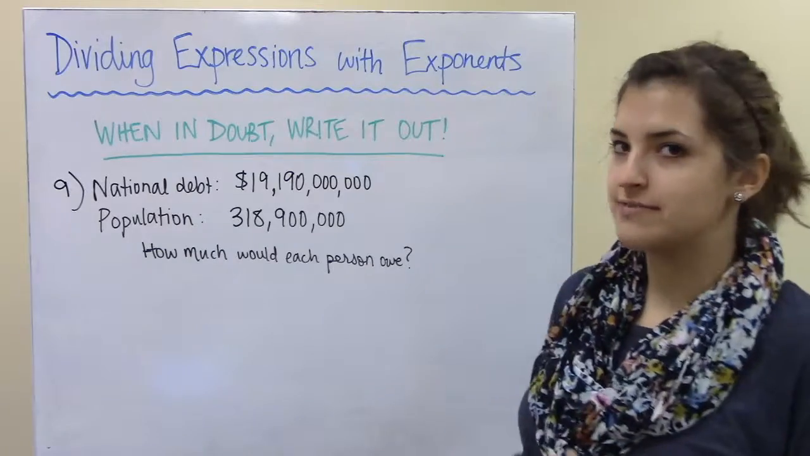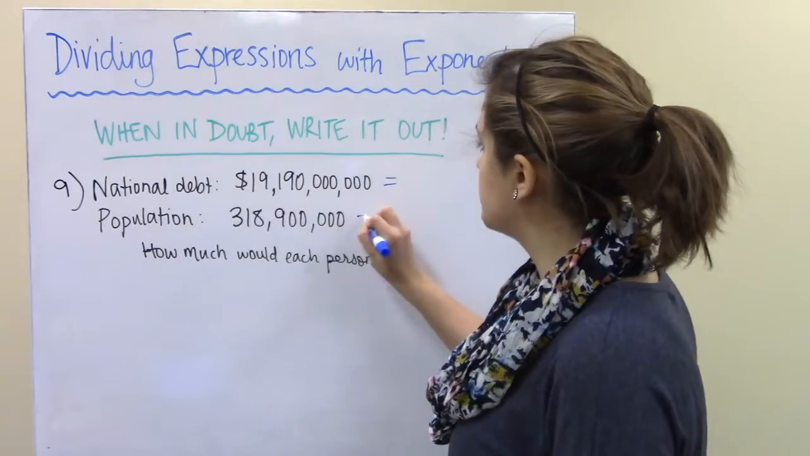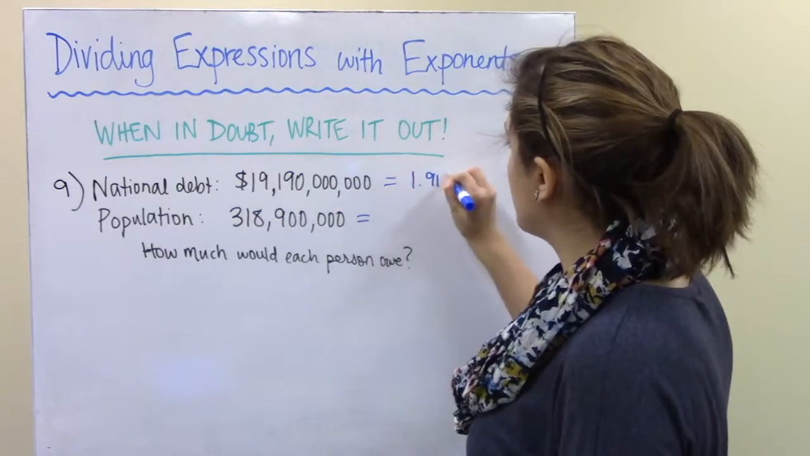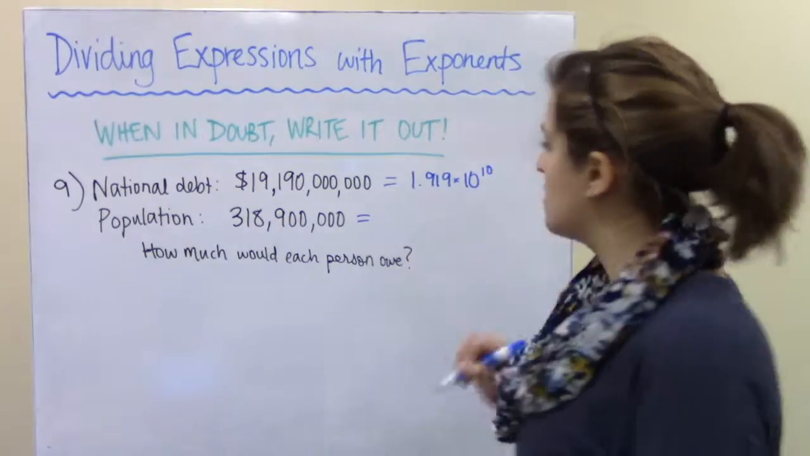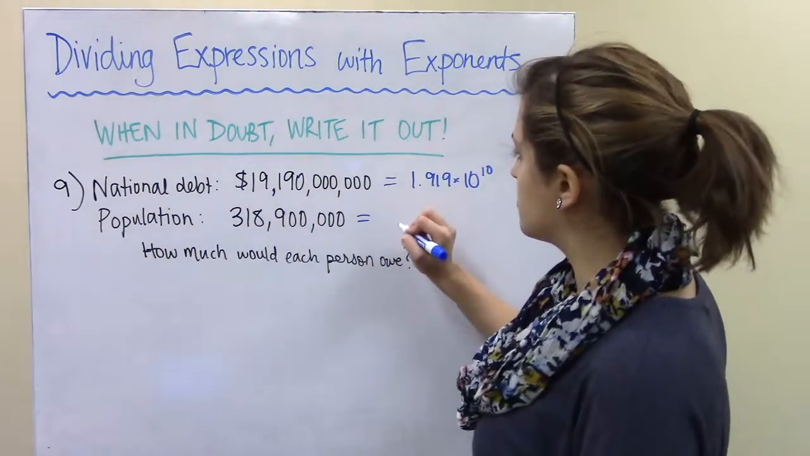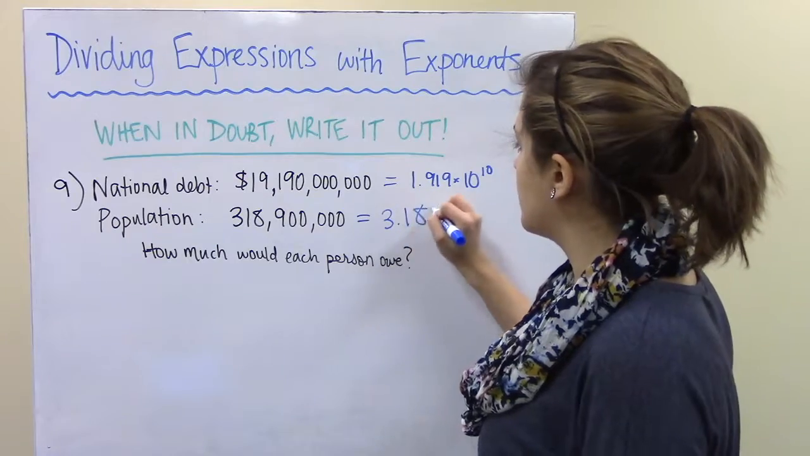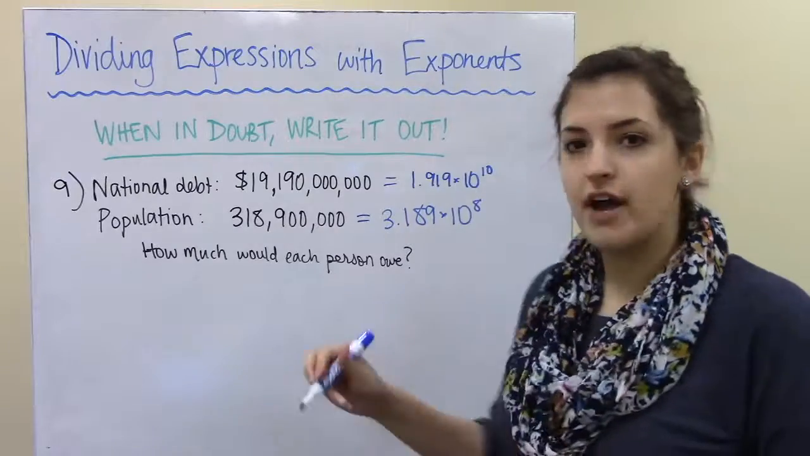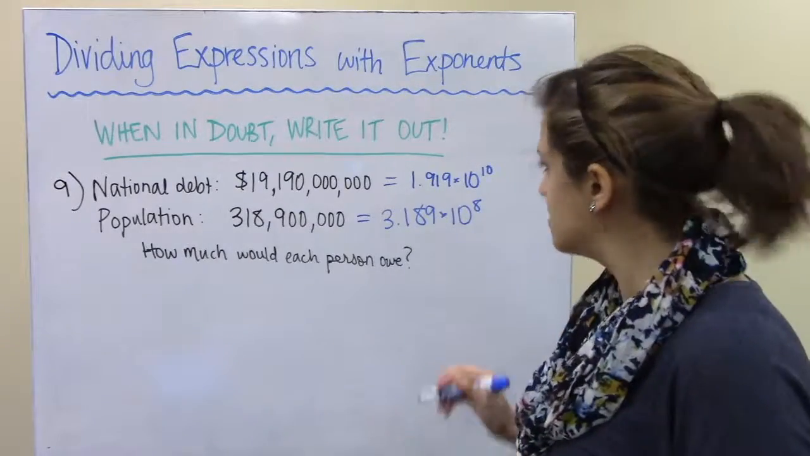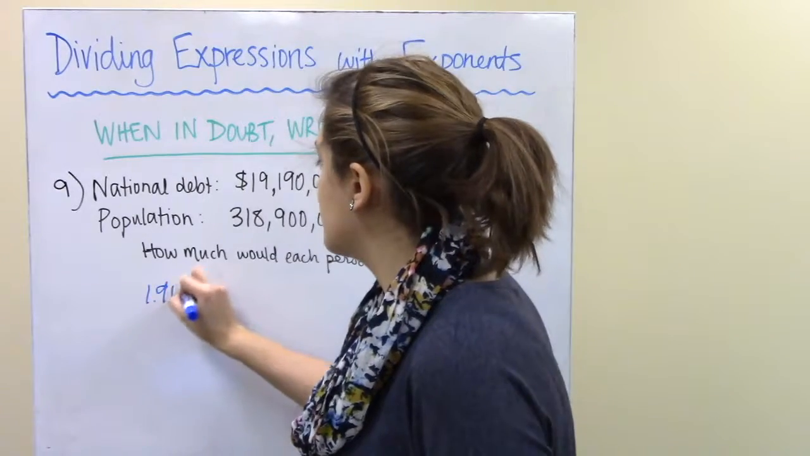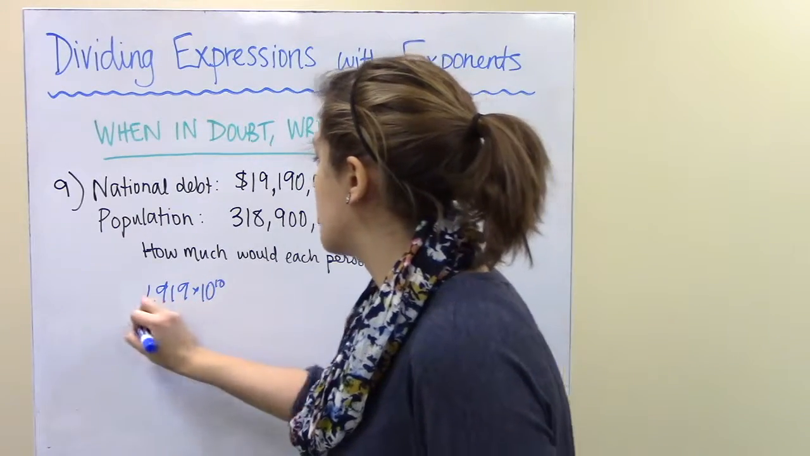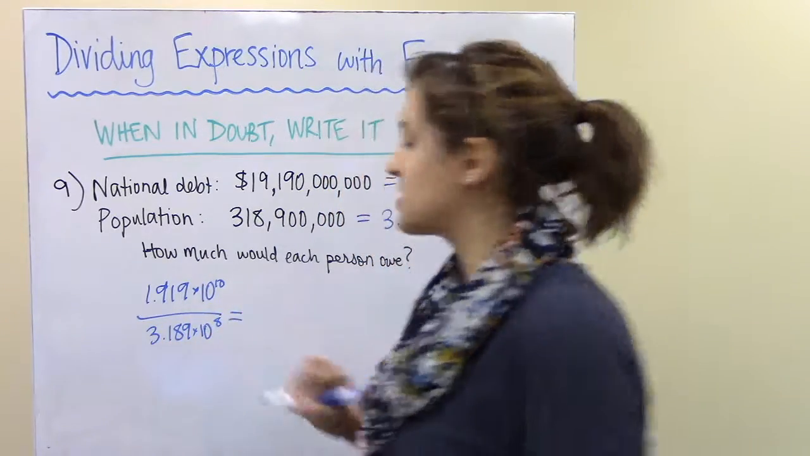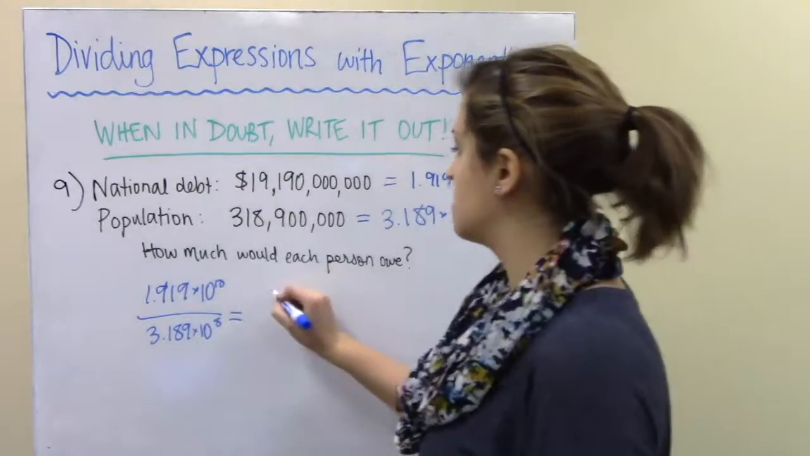So before we get into any dividing here, I'm going to convert these into using scientific notation. So my first number here is going to be 1.919 times 10 to the 10th. And this number, 318,900,000, is going to be 3.189 times 10 to the 8th. So now I can bring these down here and divide the total amount of money by the total number of people. So I'll have 1.919 times 10 to the 10th over 3.189 times 10 to the 8th. And now I can expand this with all of my 10s written out.